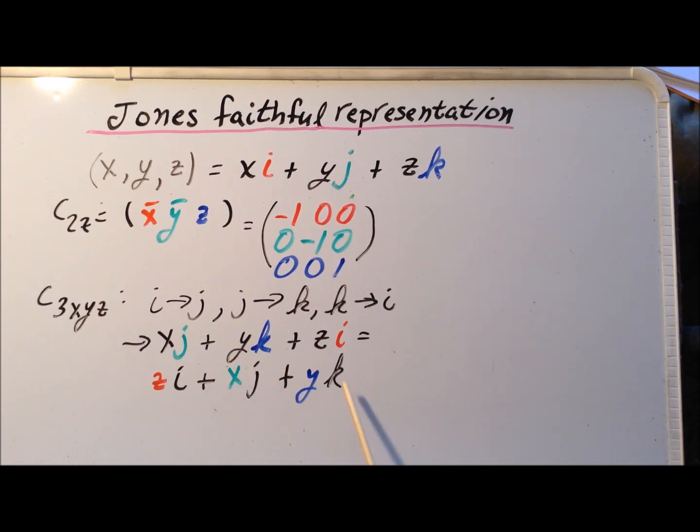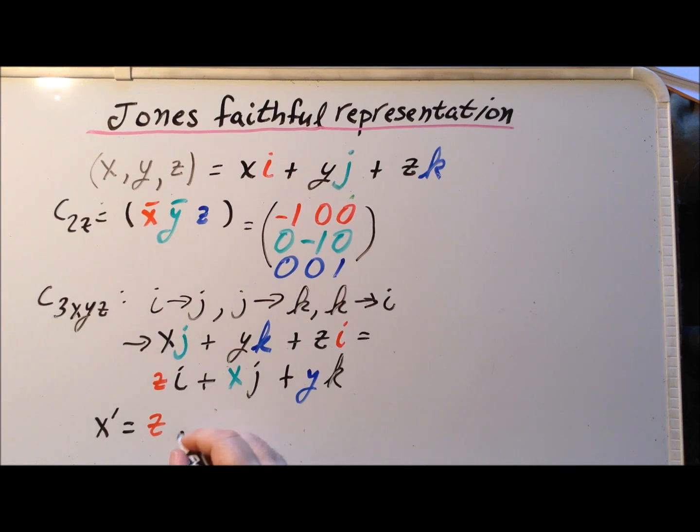In the next step, we merely rearrange it so that we have the i vector first, the j vector second, and the k vector third. So we're just rearranging this using the commutative property of vectors. But now we have some coefficient times i plus some coefficient times j plus some coefficient times k, which is what we're going to need for the faithful representation. To find x prime, the new value of the x coordinate, we simply look at what is the coefficient of the i vector. And the i vector coefficient in this case happens to be z. So x prime is going to be z.